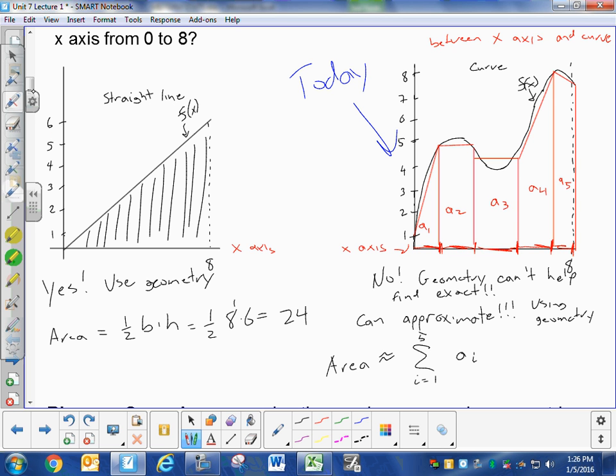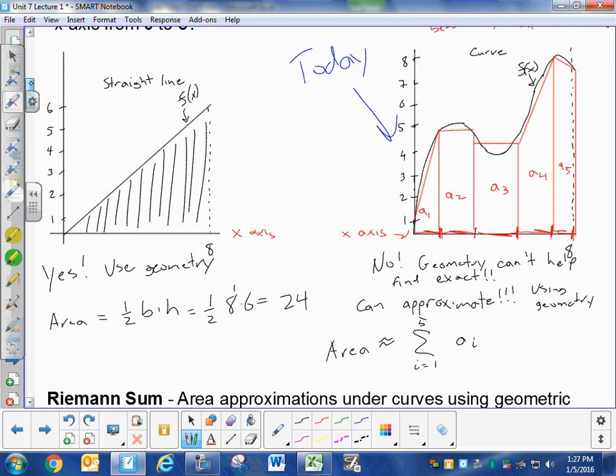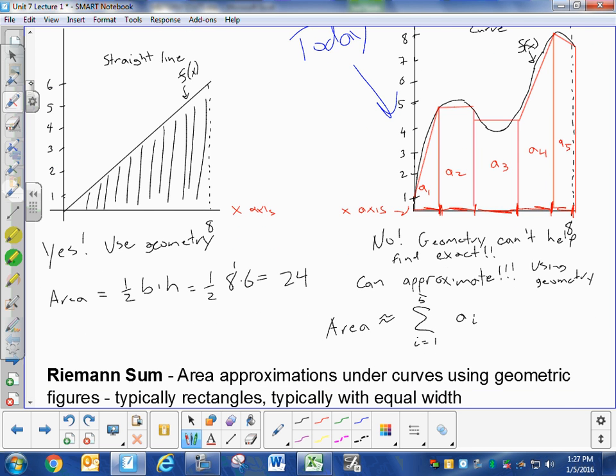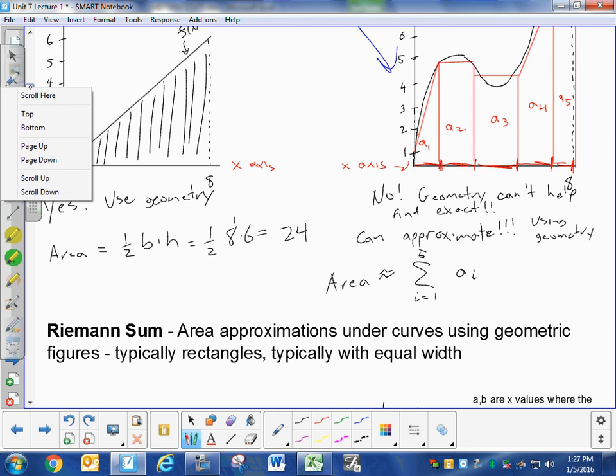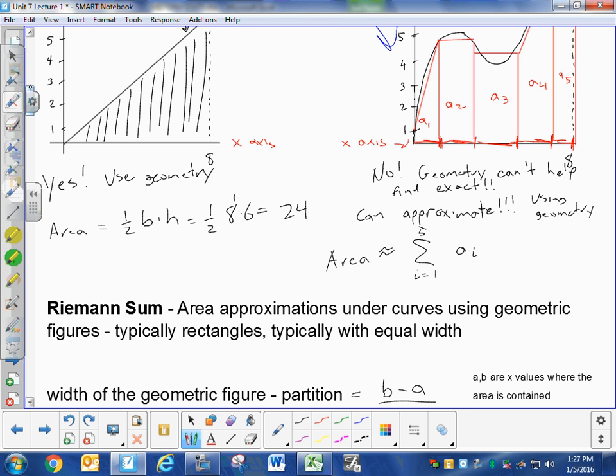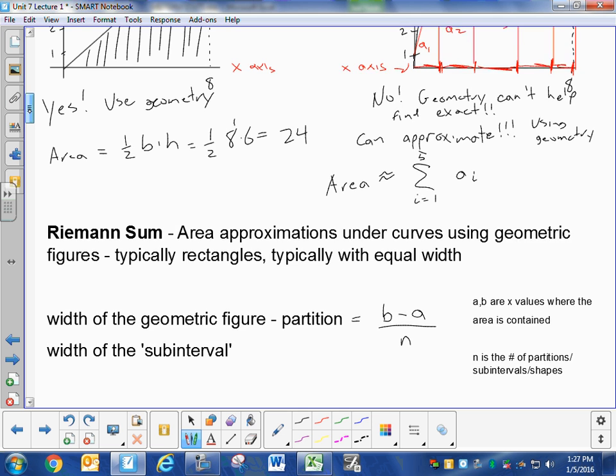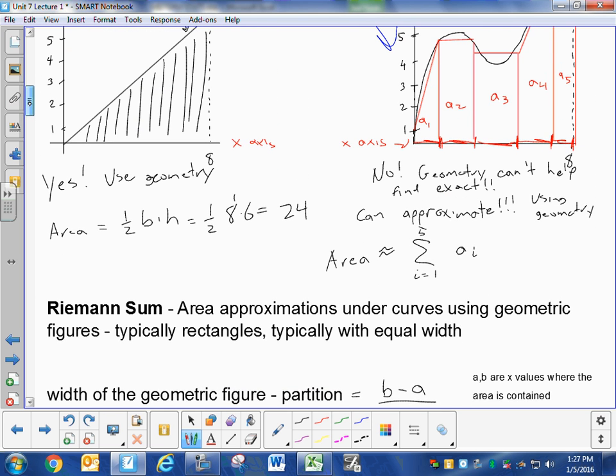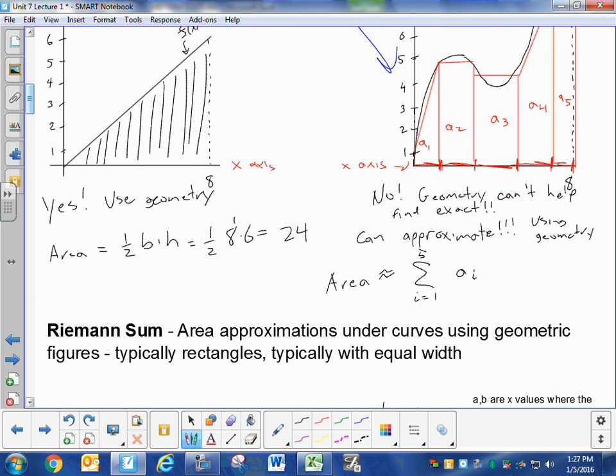Okay, and that process of doing things systematically is called doing a Riemann sum. Bernard Riemann came up with this process. It's area approximations under curves using geometric figures. They're typically going to be rectangles and they're typically equal width. You need to be familiar with the word Riemann.